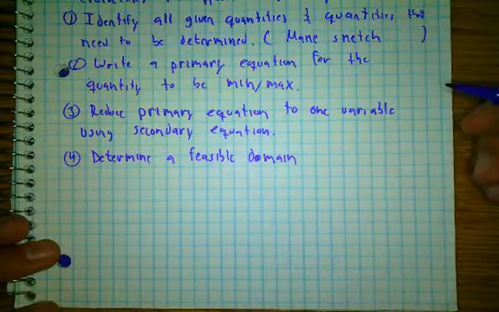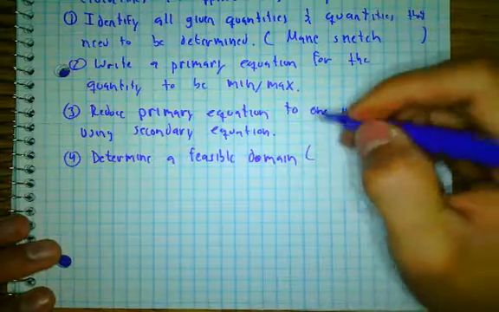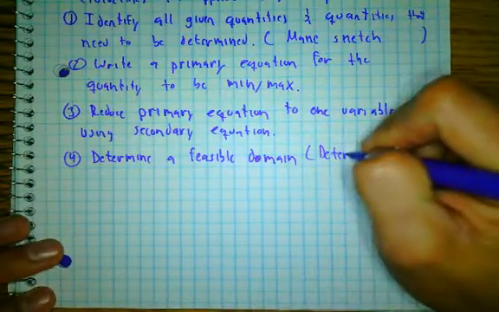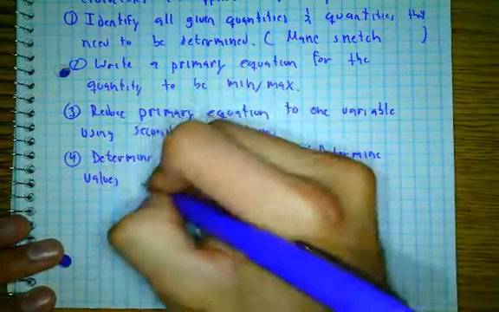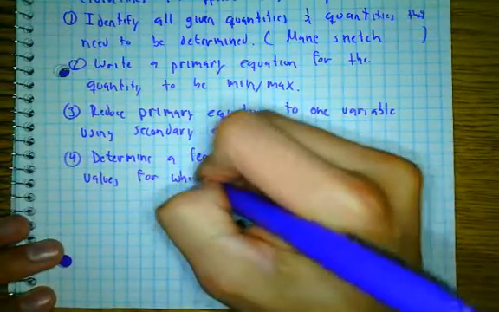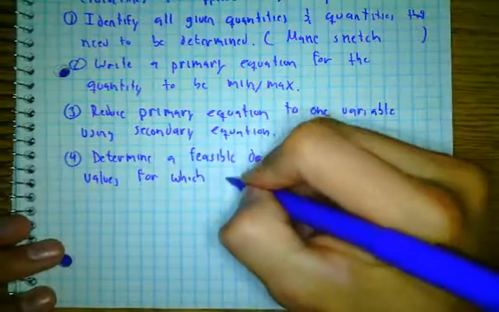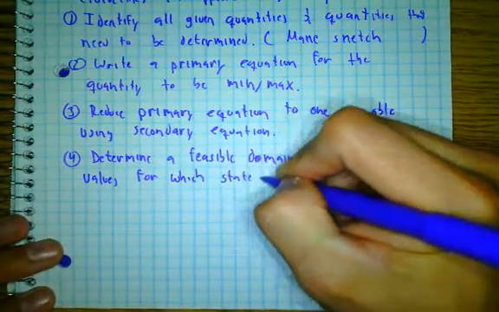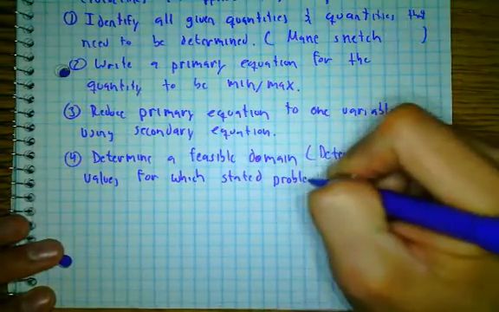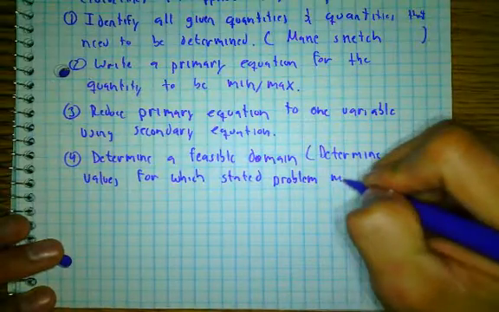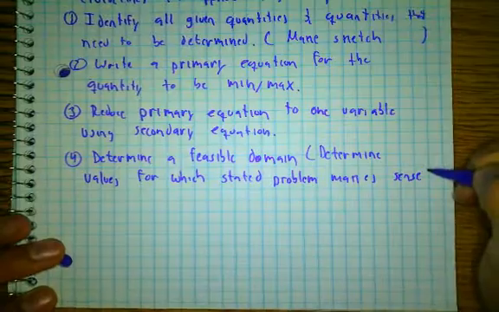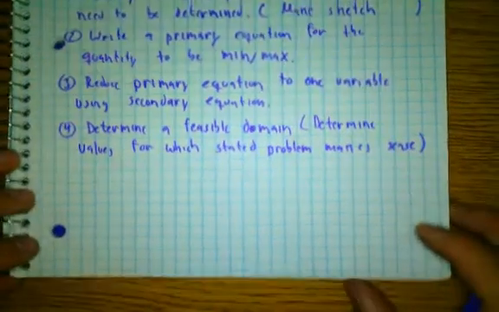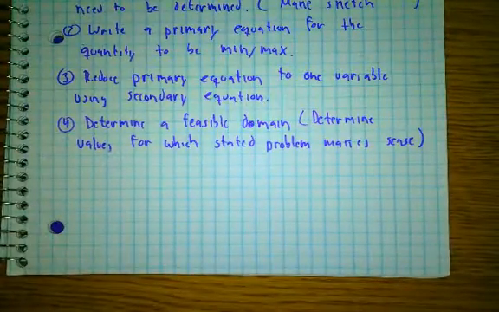In other words, determine the values for which the stated problem makes sense. So all of these are going to be real life scenarios, so you're going to have to really restrict your domain so that it applies to that problem.